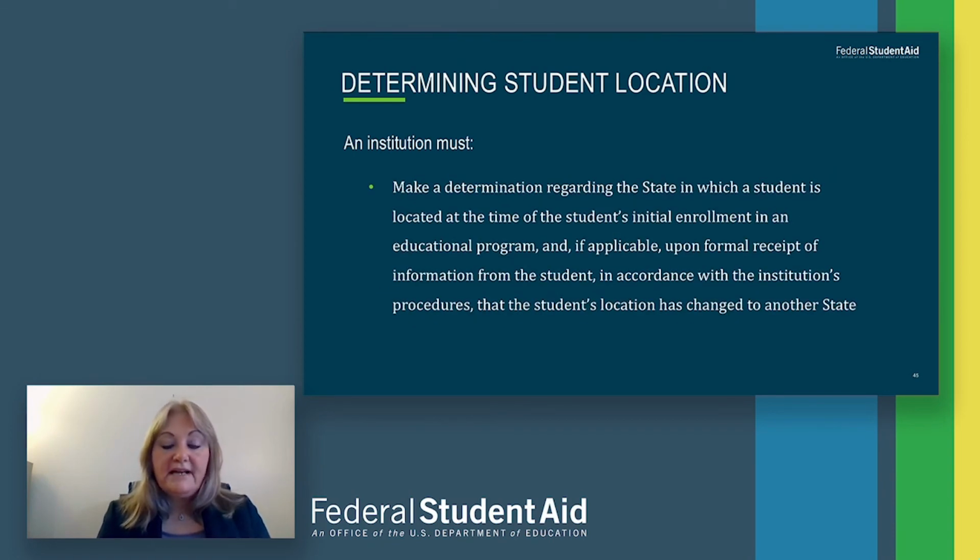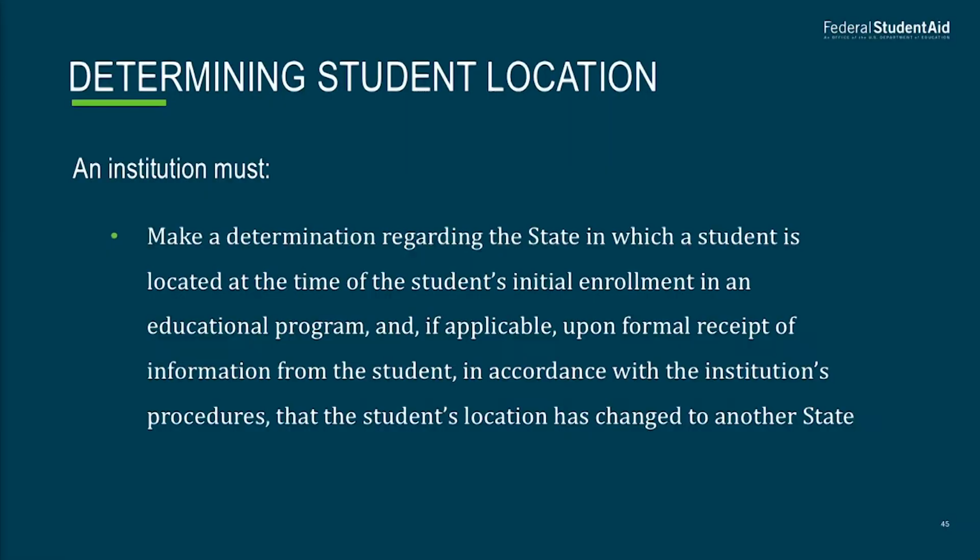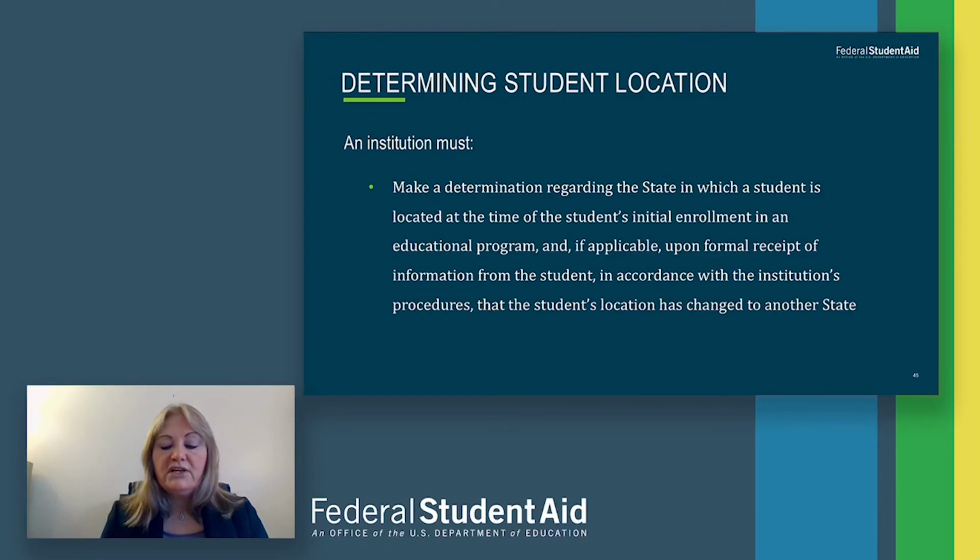With respect to determining time of enrollment for determining a student's location, the location is determined at the time of a student's initial enrollment in a program as opposed to the time of a student's initial application to the institution. We did not attach any further conditions to this determination. With respect to formal receipt of information regarding change of location, this information will come from the student to the institution in accordance with the institution's procedures for changing their location to another state. An institution would need to establish or maintain and document the change of address process.